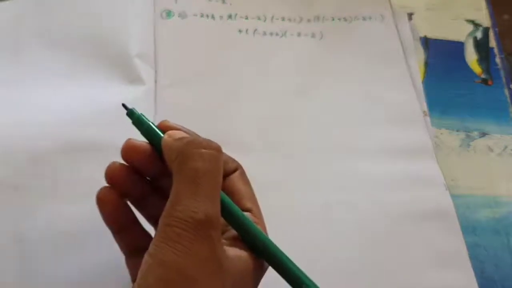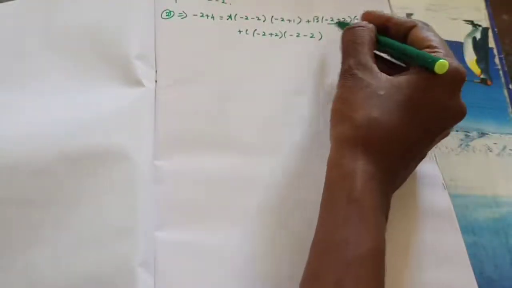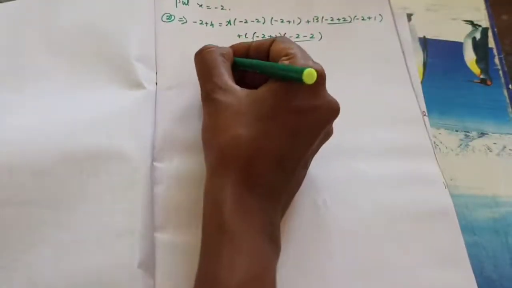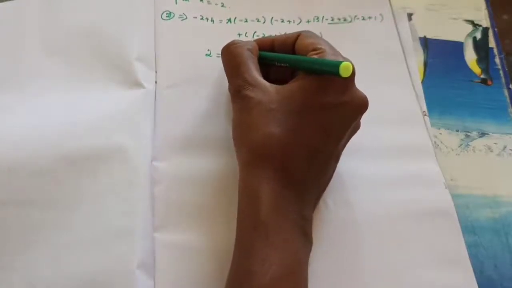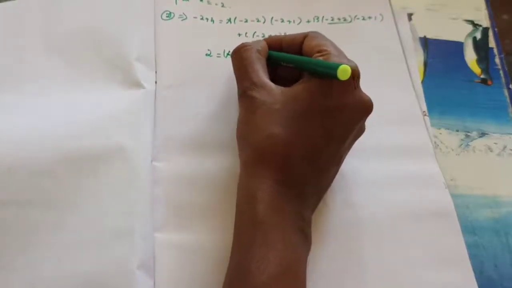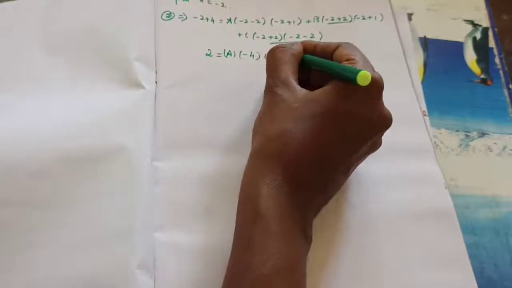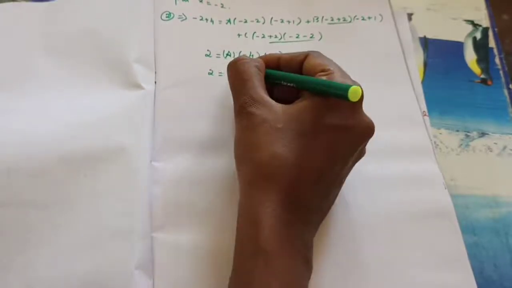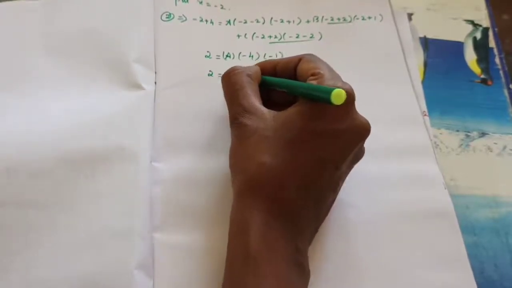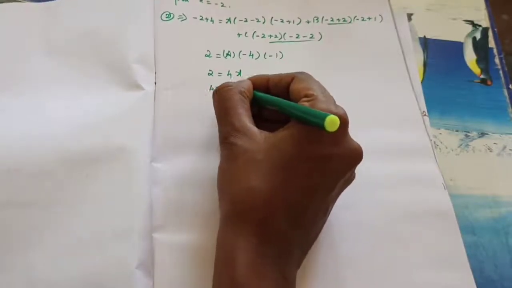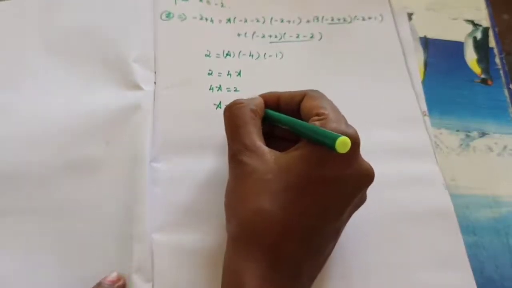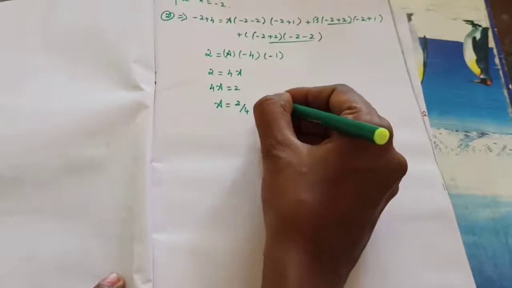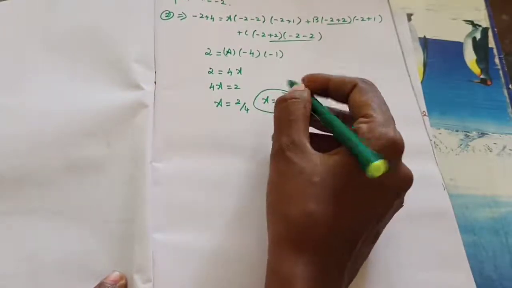So what are the terms? We will get 0 here, this and this will get 0. So what's the balance? 2 is equal to a into (minus 4)(minus 1). So 2 is equal to plus 4a. So 4a equal to 2 means a is equal to 2 by 4. a is equal to 1 by 2.